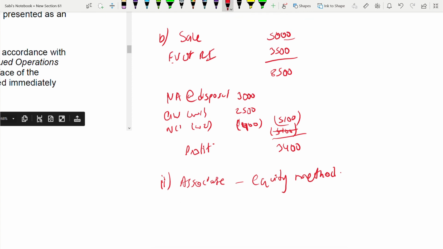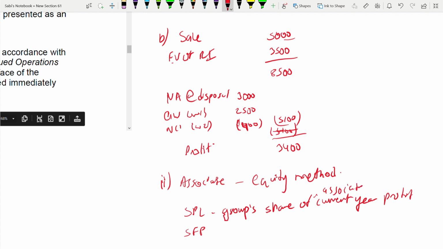One is statement of profit and loss. The other one is statement of financial position, SFP. So here in this one, what will it show? The group share of the current year profit earned by the associate. Group's share of current year profit, associate's current year profit, from the date they have got significant influence. Okay, this you have to write. So group's share of the associate's current year profit.